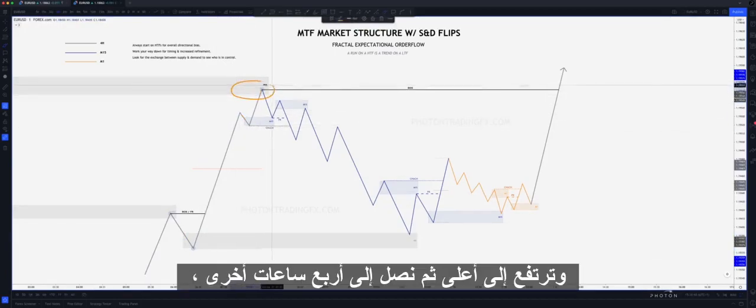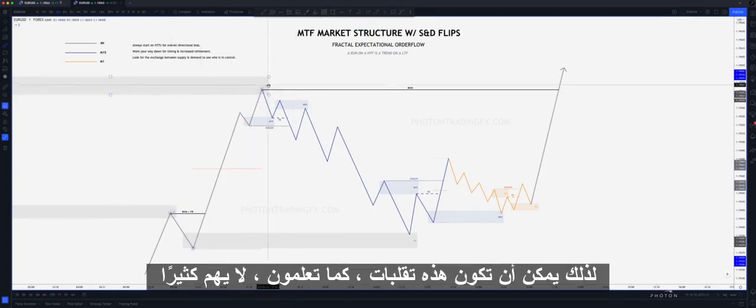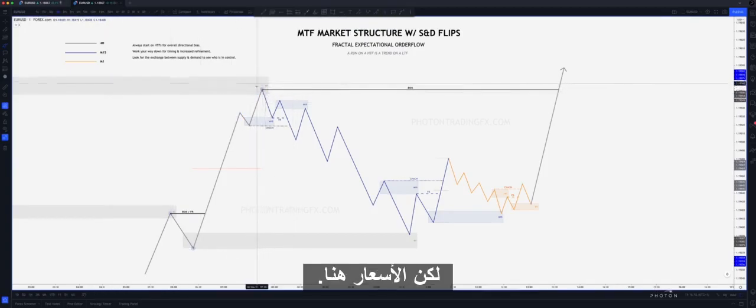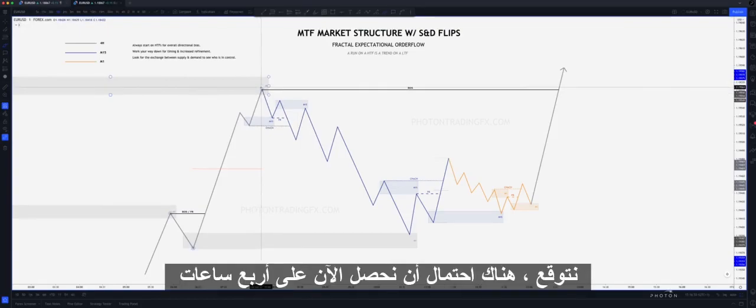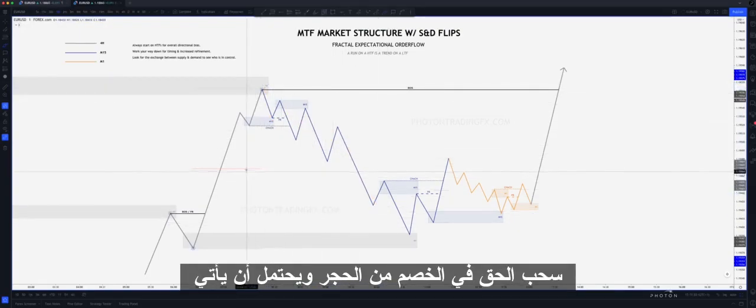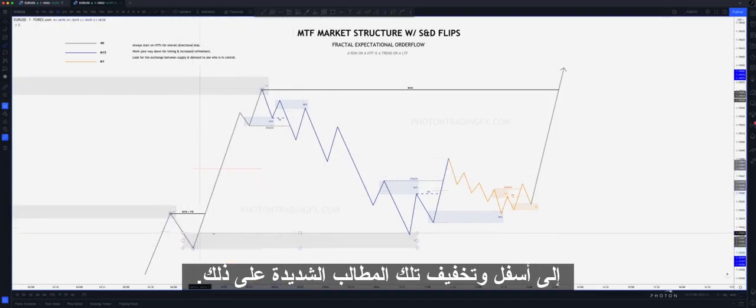and then we come into another 4-hour zone, right? So this could be a flip zone. It doesn't matter too much, but price is in here. So now what do we expect? Well, we expect there's a possibility that we could now get a 4-hour pullback, right? Into the discount of this zone, and potentially to come down and mitigate that extreme demand zone, that extreme flip zone.